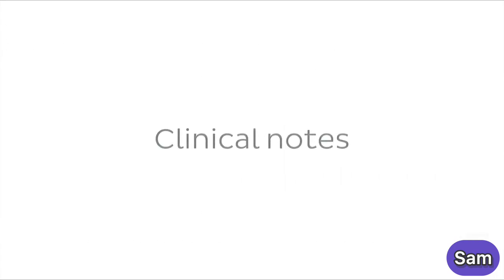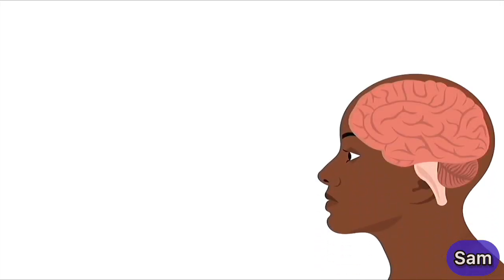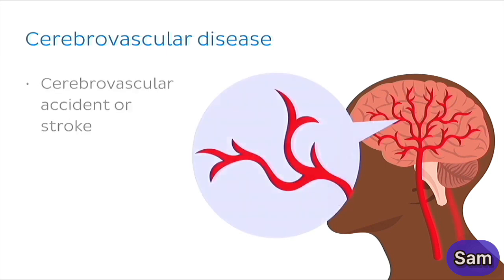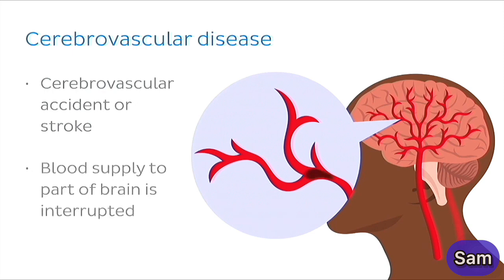Now it's time to get clinical. In this clinical note, we're going to talk about a very important and prevalent condition, cerebrovascular disease. Its most acute and serious presentation is a cerebrovascular accident or stroke. A stroke occurs when the blood supply to part of the brain is interrupted, preventing brain tissue from getting oxygen and nutrients. Brain cells begin to die in minutes.